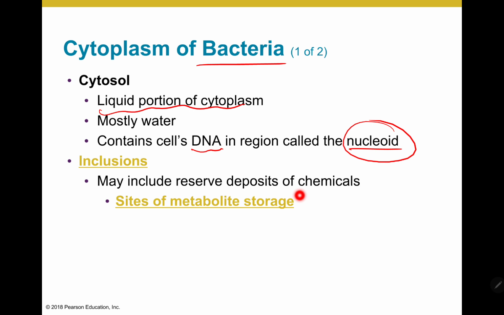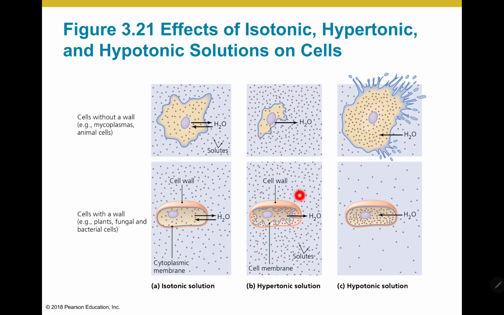But in their cytosol, in their cytoplasm, they have these inclusions, right? These inclusions are basically reserve little spots or packages within the cell, and they can be the sites of metabolic storage. So this is where the cell is able to store stuff, almost like storage sacks of stuff the bacteria need, right?